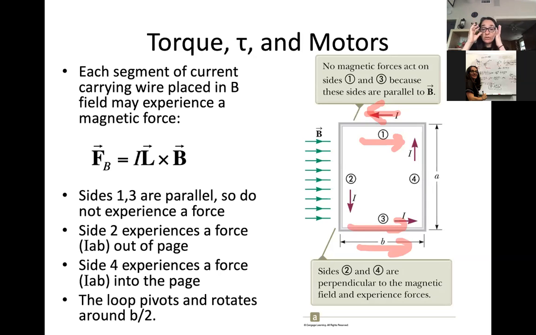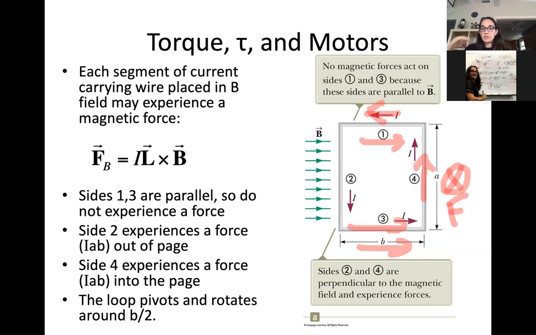Okay, so let's look at sides 2 and 4. Let's go with side 4 first. So side 4 has an upward current. So place your fingers. I'm looking down at my iPad, so my fingers are pointing straight the way I'm looking. The magnetic field is pointing to my right, so I have to turn my palm to the right, and the thumb points down. So this side 4 has a downward force.